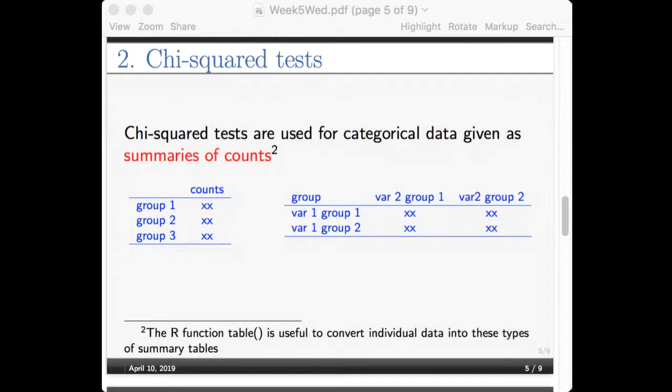Okay. So yeah, hang on. I've just hit it. There should be a slide there saying chi-square tests. That's what it's showing on my screen. Okay.